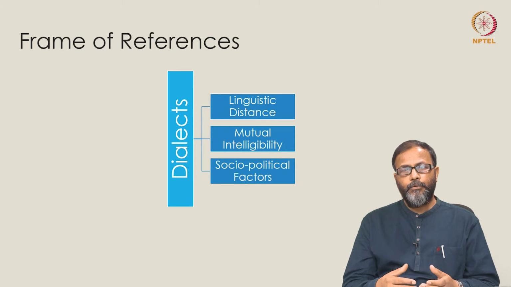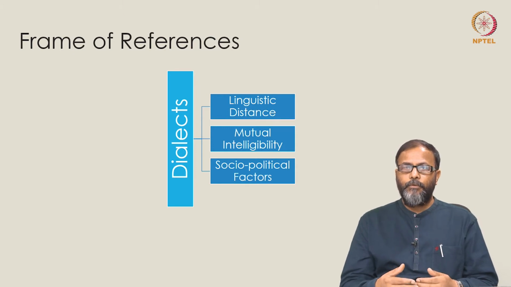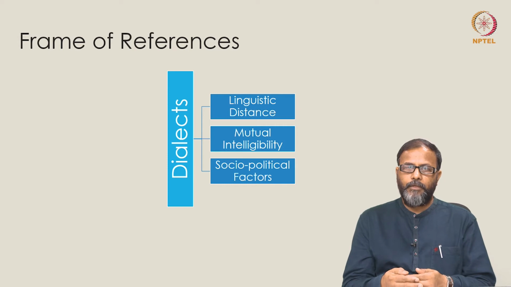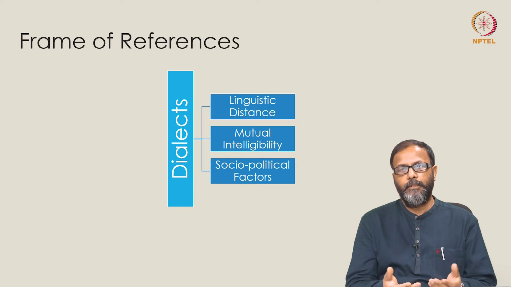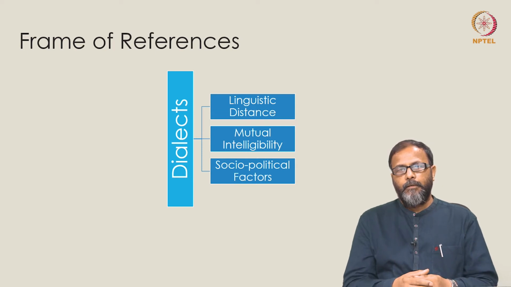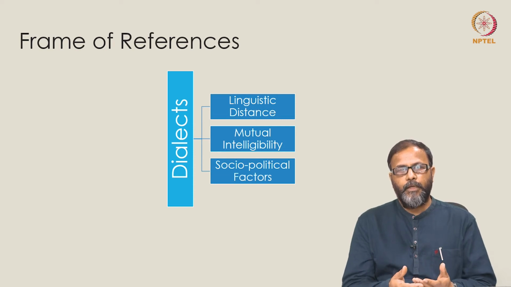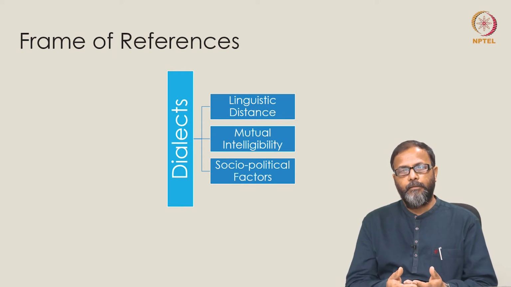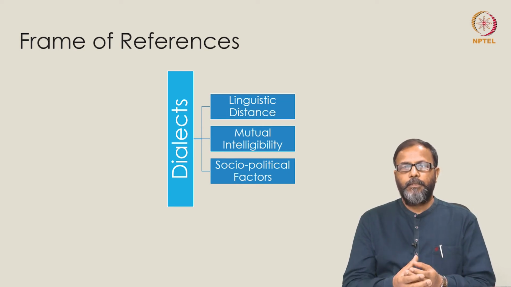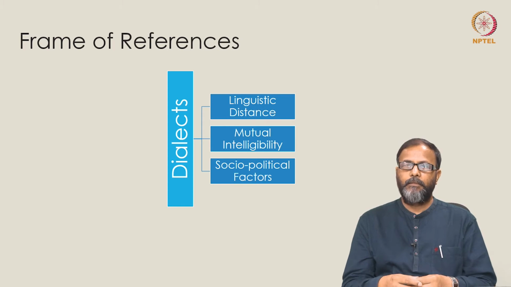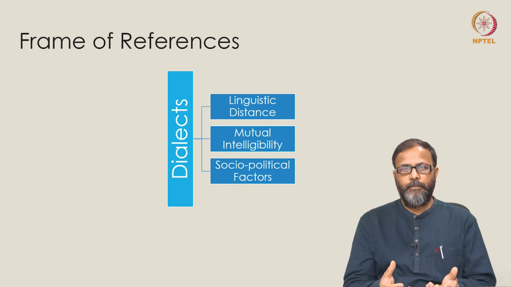Then socio-political factors. This refers to the language attitude, the sociolinguistic attitude that you have towards a particular variety. And what kind of value is attached? Judgmental values are attached, prestige values are attached, right? How do you look at this particular variety? These factors determine whether it will be considered a separate language or a variety.